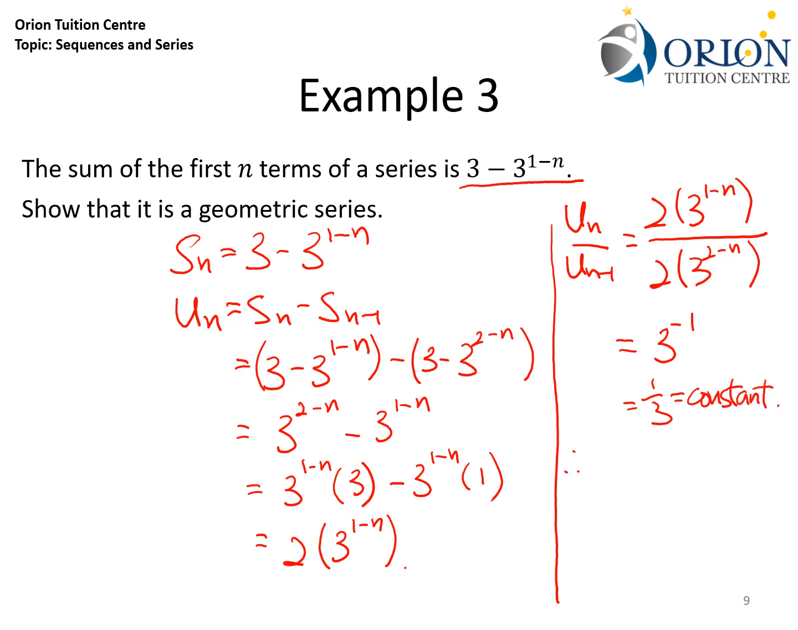Therefore, we know that since un over un minus 1 is a constant, Sn must be from a GP.